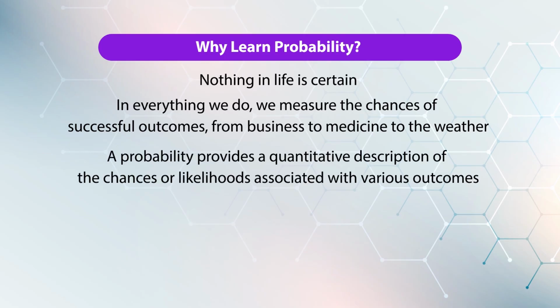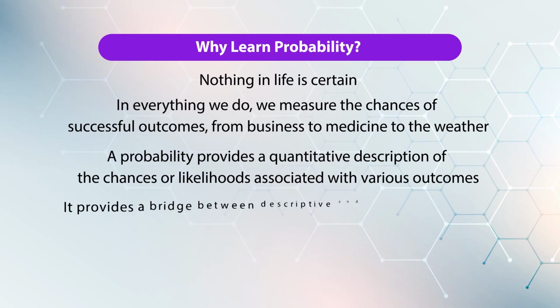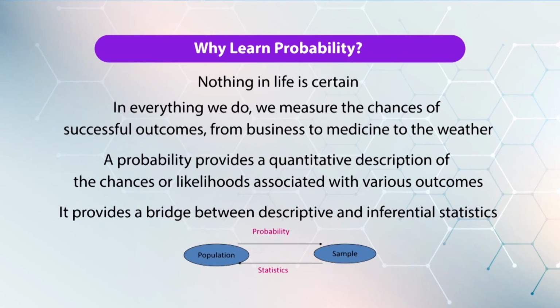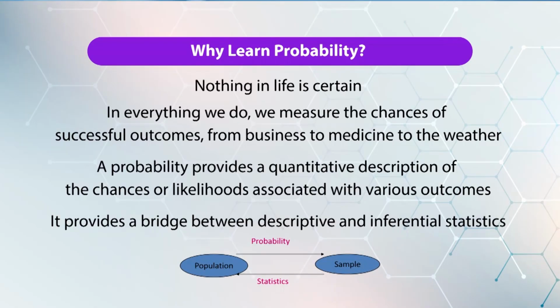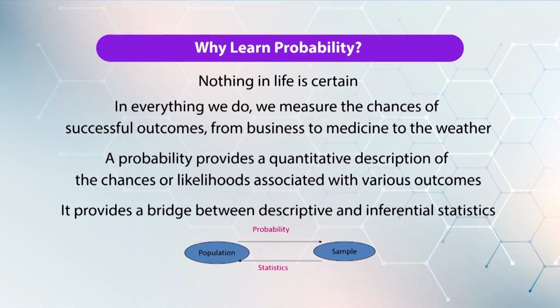Probability provides a quantitative description of the chances or likelihoods associated with various outcomes. It provides a bridge between descriptive and inferential statistics. We have learned about descriptive statistics and inferential statistics in our preceding sessions, and when it comes to detailed study, I think we emphasize more on descriptive statistics. But inferential statistics is very important, because from a large group, the population, we are just taking a small sample and then trying to interpret the results on the basis of that small portion we have taken.